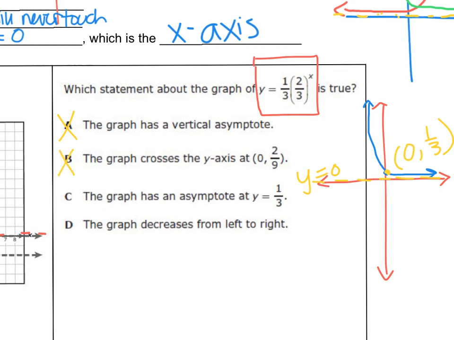Letter C says the graph has an asymptote at y equals 1/3. Remember, we said in Algebra 1 it's always y equals 0. And then letter D says the graph decreases, which it is, it's going down from left to right. That is our answer.